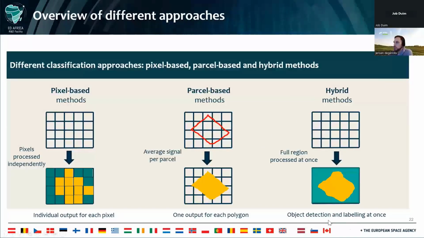And then fully on the right, there are also some hybrid methods, which I will not go into detail here, but these are typically deep learning convolutional neural network approaches in which the image is processed in one go. So that means that the objects are detected and in this case, classified at once.